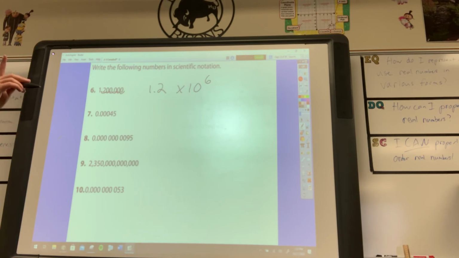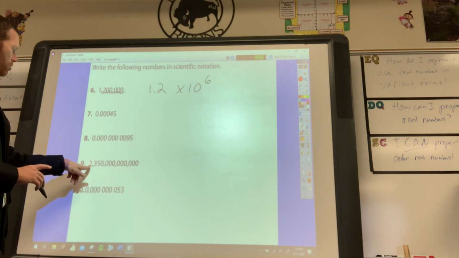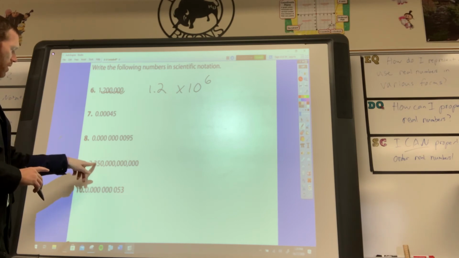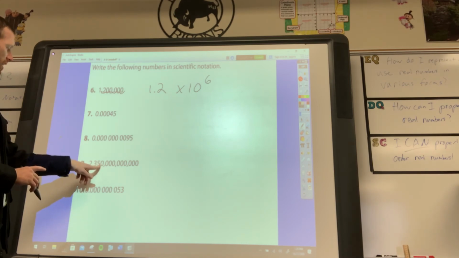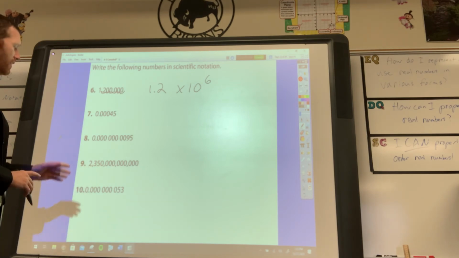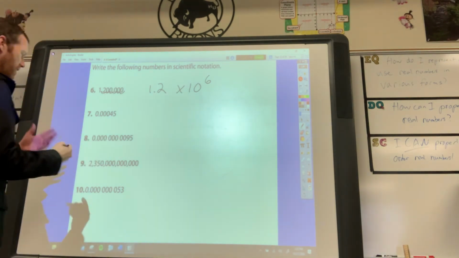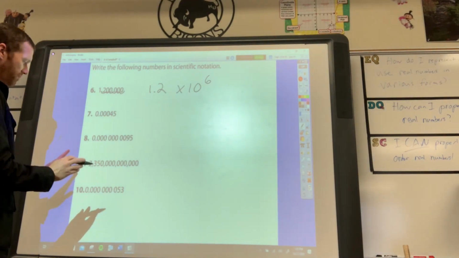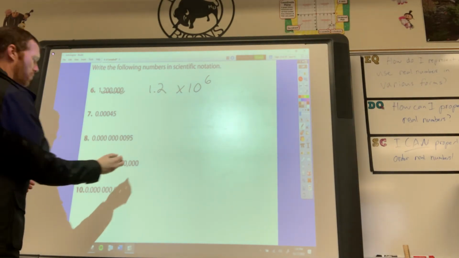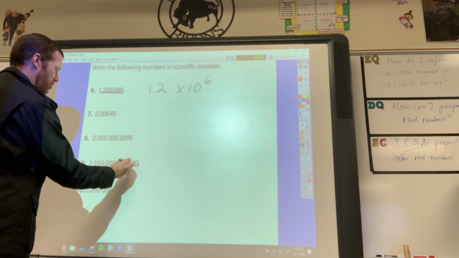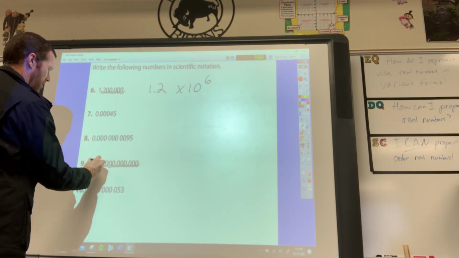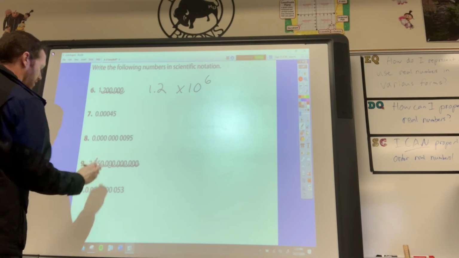I'm going to show one more just in case. When you see a big number that has multiple whole numbers as part of it, like this 2,350,000,000, then I don't want you to make a mistake and get confused on where to put the decimal. You still take it all the way to a point where you make a number between 1 and 10. So 1, 2, 3, 4, 5, 6, 7, 8, 9, 10, 11, 12 spots right there.